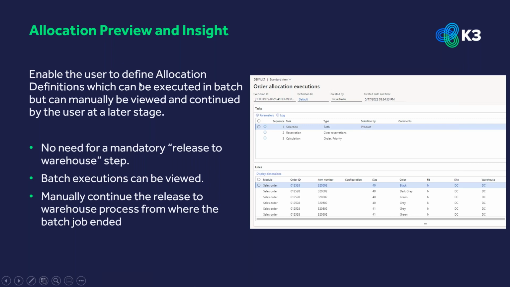So we enabled to define allocation definitions again. They were already there, which can be executed in batch, but can manually be viewed and continued by the user at a later stage. So there's no need anymore for a mandatory release to warehouse step, which was there in the past, and I will show you in a couple of minutes. You could only create an allocation definition, and the last step needed to be released to warehouse. Now you can stop at any moment. What has been run in batch can be viewed and can be opened to continue from there.